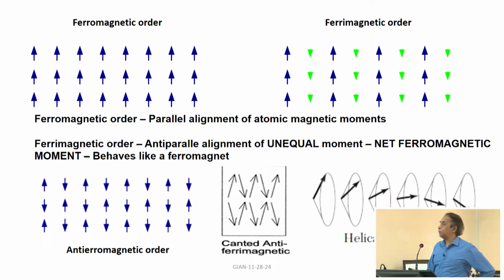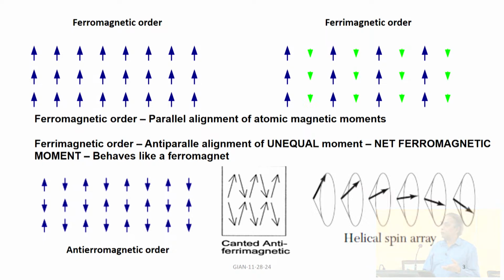I am pretty sure most of you are familiar with ferromagnetic order, where there is spontaneous magnetization because of parallel alignment of atomic moments. And so, overall, below the Curie temperature, there is a finite magnetization. Above the Curie temperature, because of the thermal energy, there is random ordering of the moments. So, the spontaneous moment goes to 0.